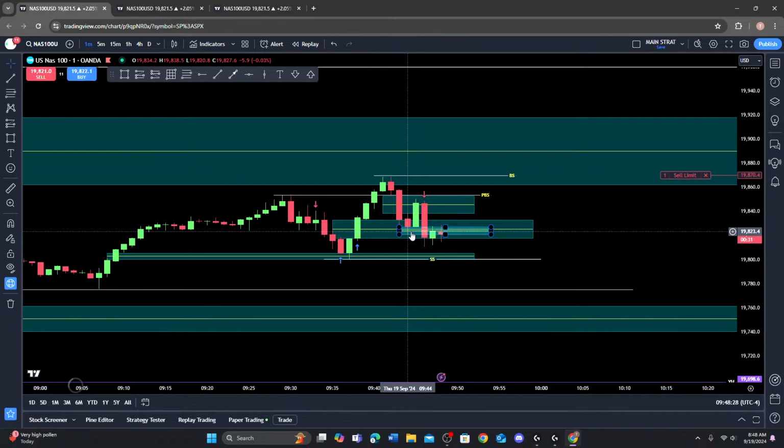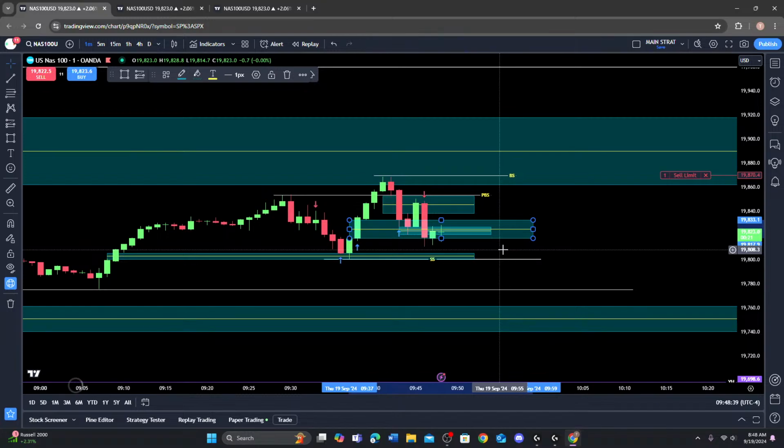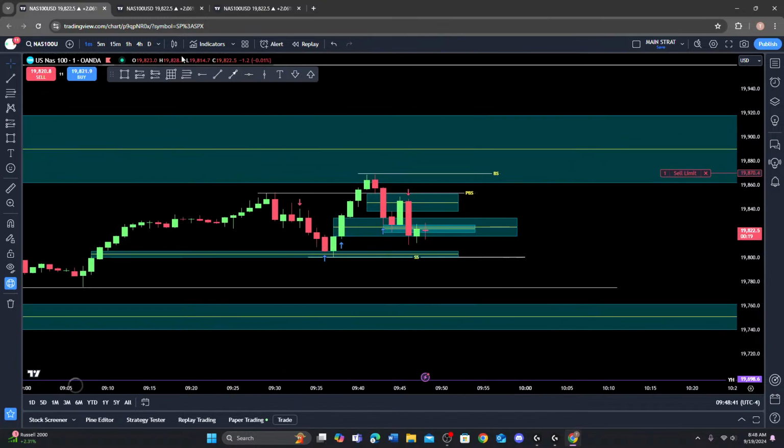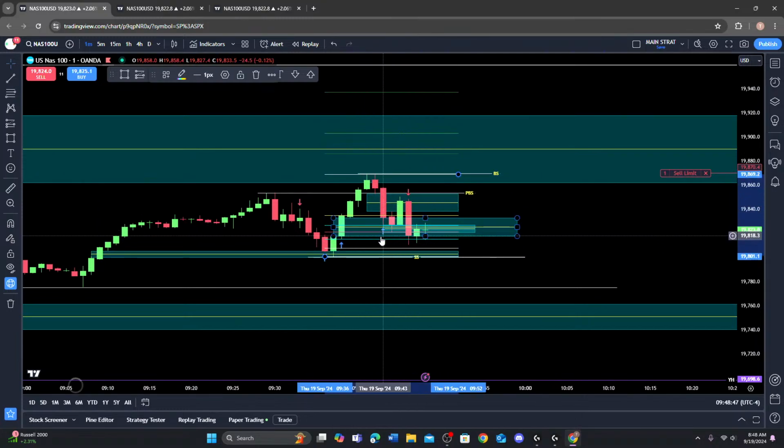Rejecting off the bottom of this order block here. Wick being below the 50% on that fair value gap and a discount. What I mean by discount is, on that price range, the discount is the portion below the 50. Anything below the 50 is discount.